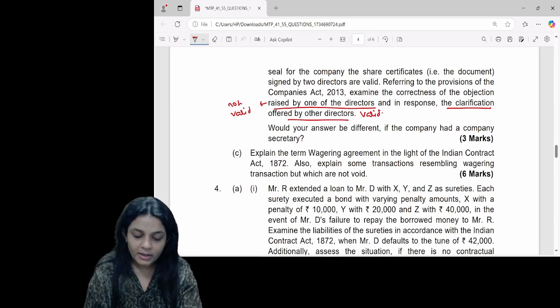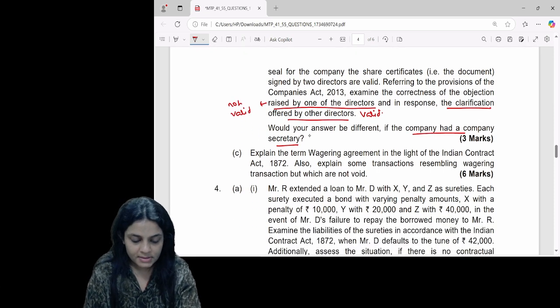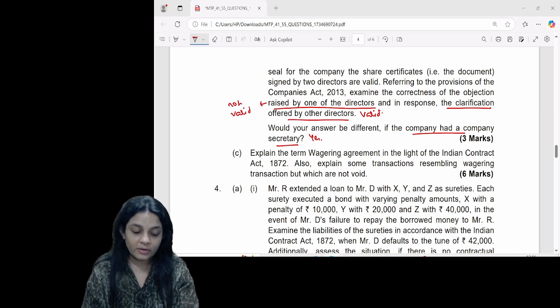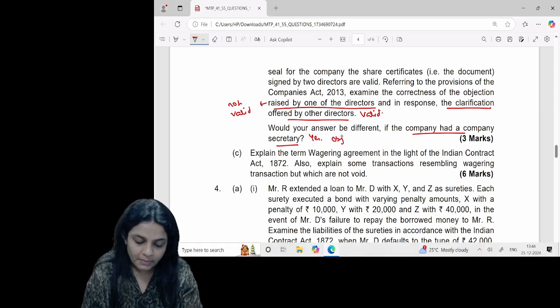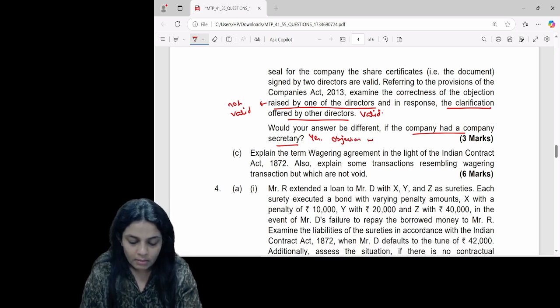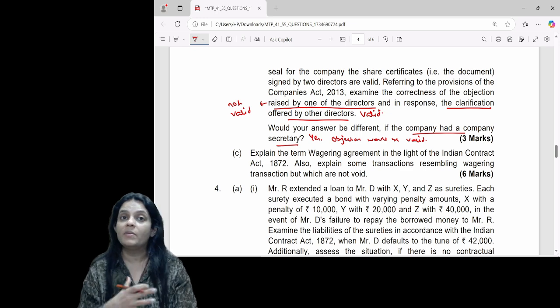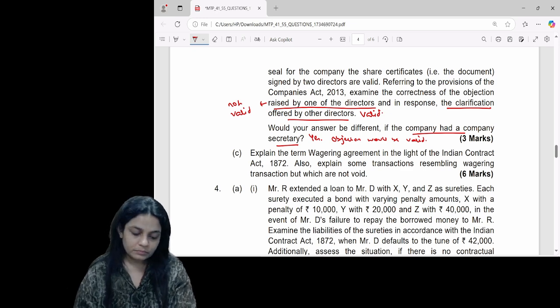What would be your answer? Would your answer be different if the company had appointed a company secretary? Yes, the answer would be different. Then the objection would be valid. Why? Because if the company has a company secretary, the company secretary must sign the document.